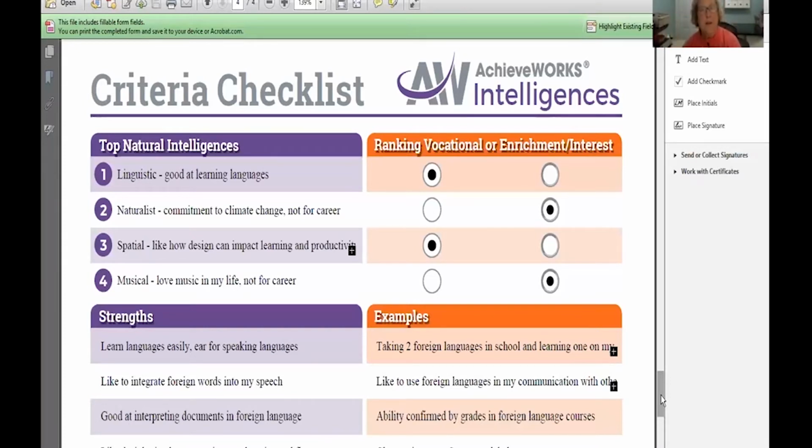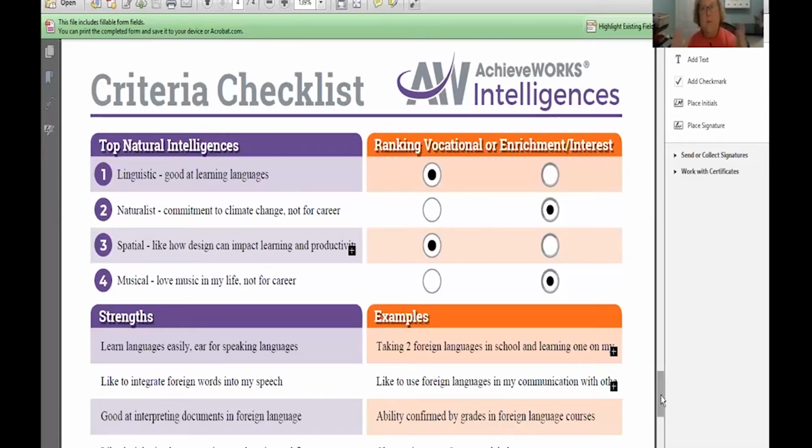But as an enrichment area, oh yes, it's really important. So already I've narrowed my list down to 2 areas that I really do want to consider. Those areas are going to be linguistic, they're going to be spatial. Now, this assessment was designed to look at your top 3 areas. So we might go down one more area, or we might not. That's kind of your call, and I didn't want to fill it in because sometimes it can just get overwhelming.